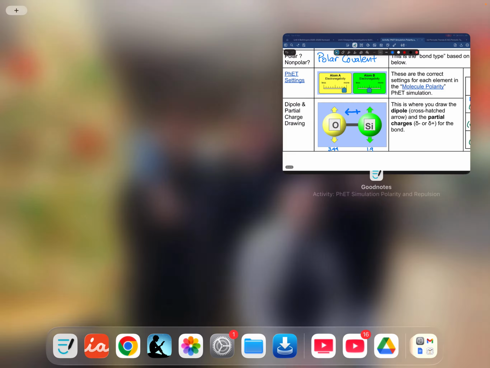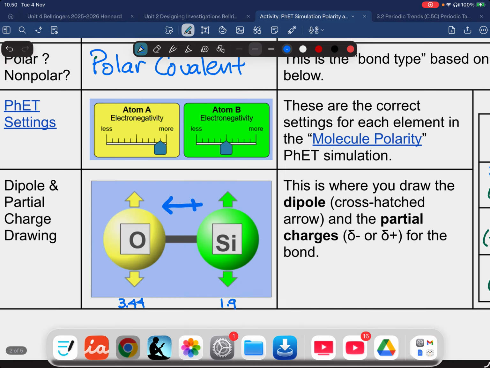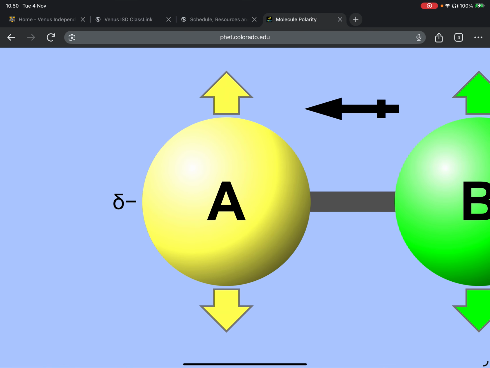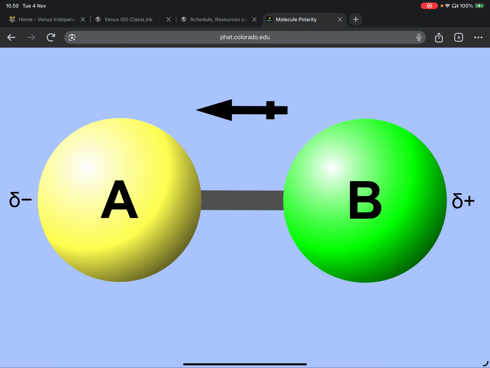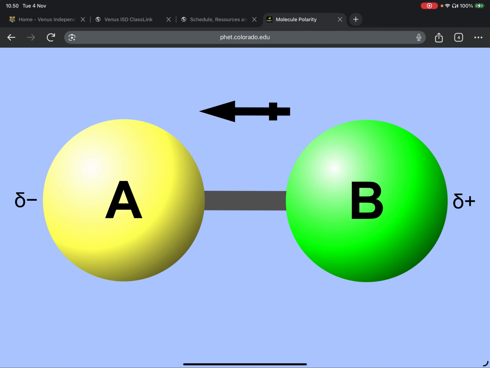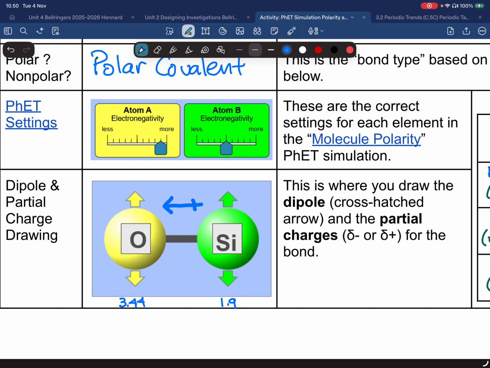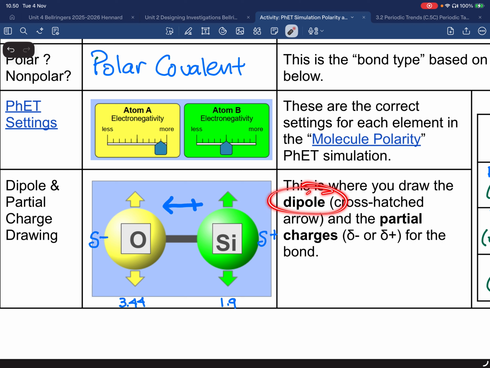Then we're going to do partial charges. You see you've got that little negative there on the end and the little positive on the other. Oops, I'm moving them around. I don't want to do that. Okay, a little positive on the right-hand side. We're going to put that into our drawing as well. So we have a partial negative here and a partial positive here. All right, so this is the dipole, and these are the partial charges.